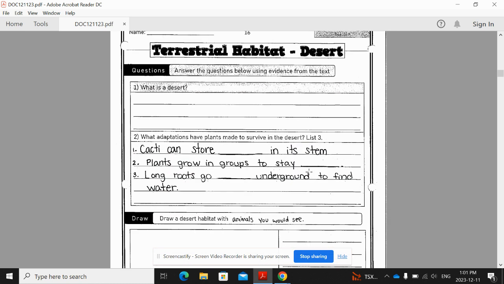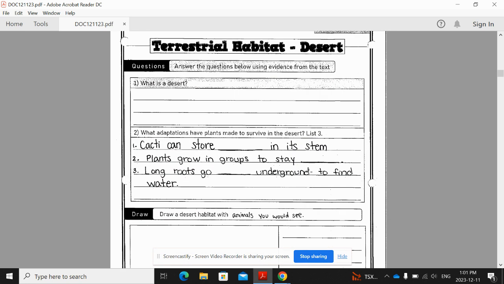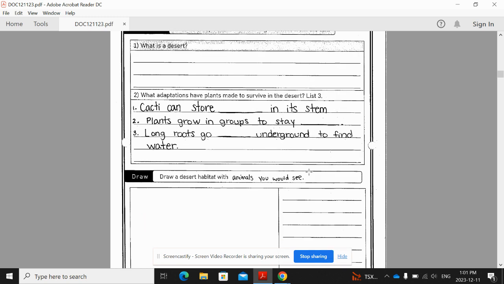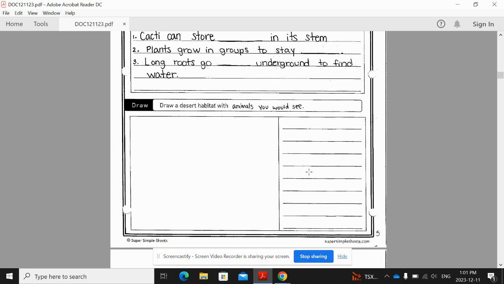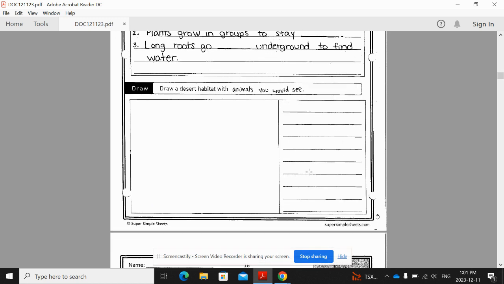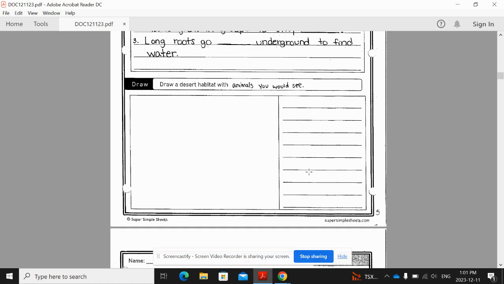And so now you have the questions for the desert. So question number 1, it asks, what is a desert? Question 2, what adaptations have plants made to survive in the desert? So I have 3 there for you that was in the reading, and you're going to have to recall from what you heard or find in your notes the fill in the blank. And then lastly, it says draw a desert habitat with animals you would see. So you learned about desert habitats and what animals, and there you can list or draw them.